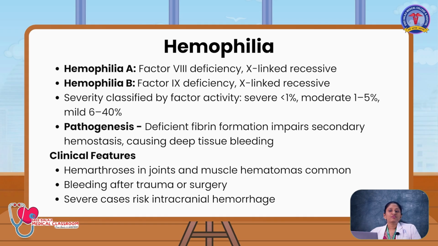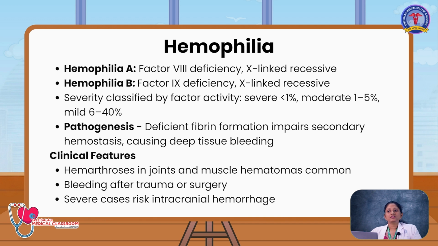The severity of hemophilia can be classified by the factor activity. When the factor activity is less than 1%, we call it as severe hemophilia. When the factor activity is between 1 to 5%, we call it as moderate hemophilia, and if the factor activity is between 6 to 40%, it is classified as mild hemophilia.